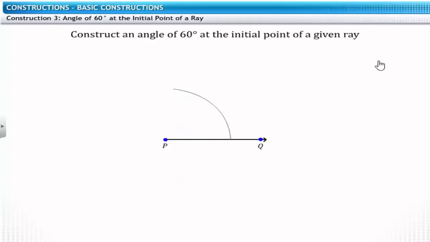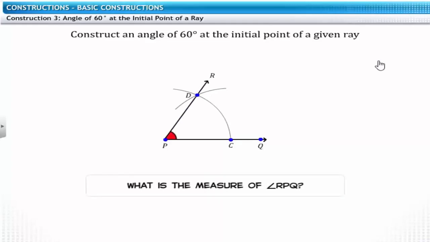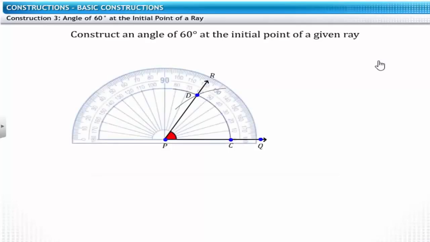The arc intersects the ray PQ at point C. Next, with the same radius and taking C as the center, draw another arc. Name the intersection of the arcs as point D. Now, draw a ray PR passing through D. What is the measure of angle RPQ? Let's measure it using a protractor. The angle constructed measures 60 degrees.